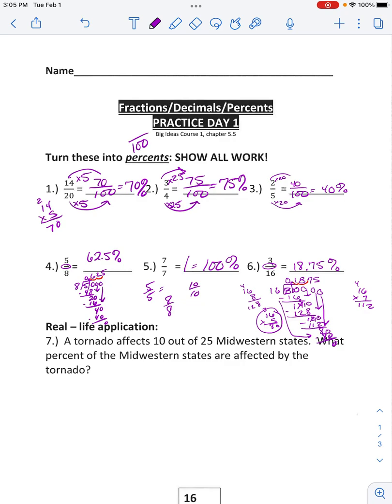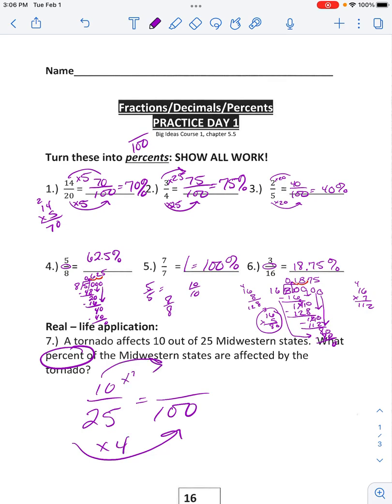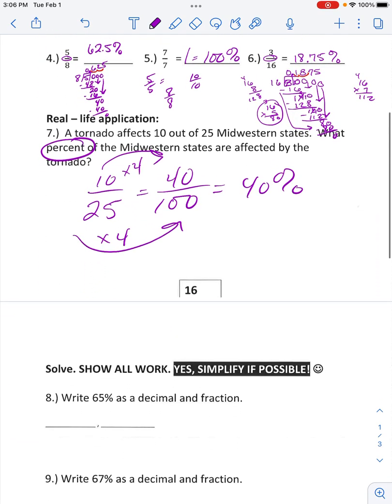Okay. A tornado affects 10 out of 25 Midwestern states. What percent of the Midwestern states are affected by the tornado? If you do 10 out of 25, it says what percent? We need it out of 100. So we can multiply by 4. Again, think of quarters. 40 out of 100 is 40%.